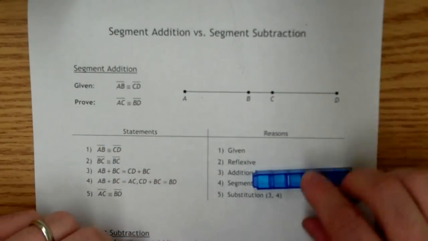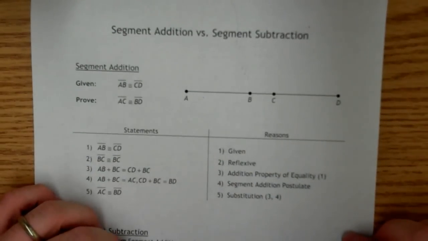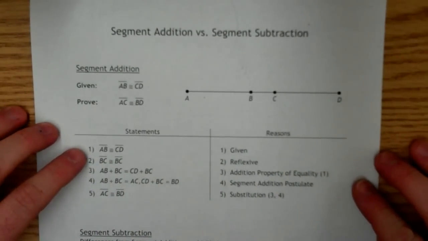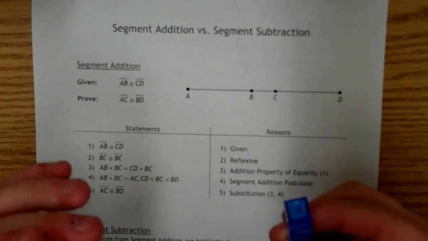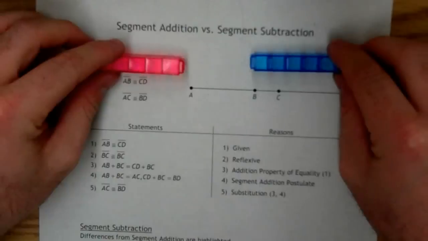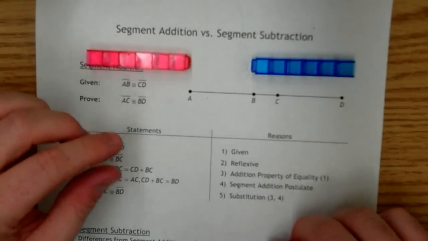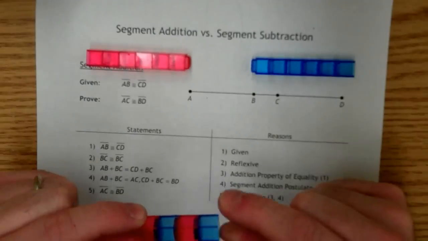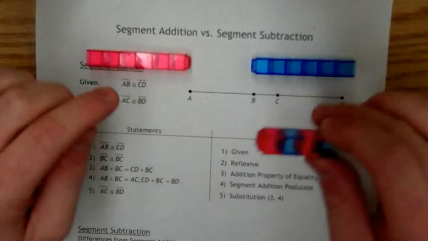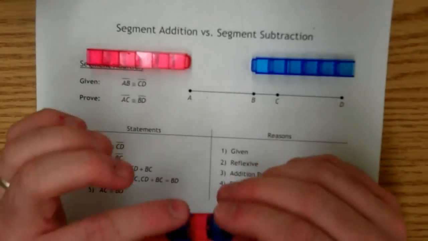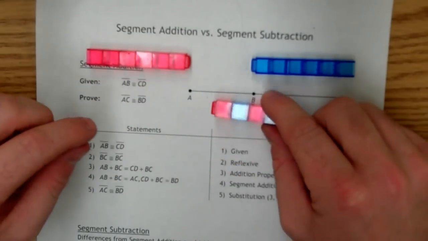So the way segment addition actually works is in step number 1, I state my given, and that's that these two pieces are congruent. So now I have these two segments congruent. In my second step, I use the reflexive property to say that this piece is congruent to itself. So now I have two pieces congruent and then a piece congruent to itself.